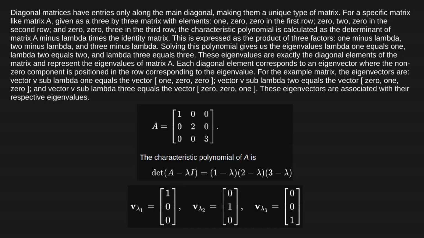Each diagonal element corresponds to an eigenvector where the non-zero component is positioned in the row corresponding to the eigenvalue. For the example matrix, the eigenvectors are vector v sub lambda 1 equals the vector 1, 0, 0, vector v sub lambda 2 equals the vector 0, 1, 0, and vector v sub lambda 3 equals the vector 0, 0, 1. These eigenvectors are associated with their respective eigenvalues.